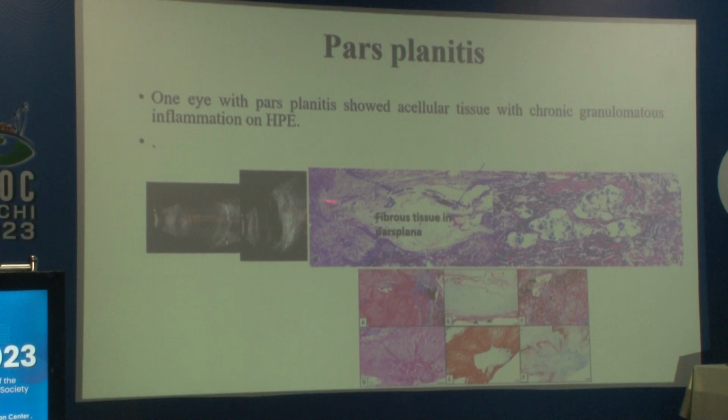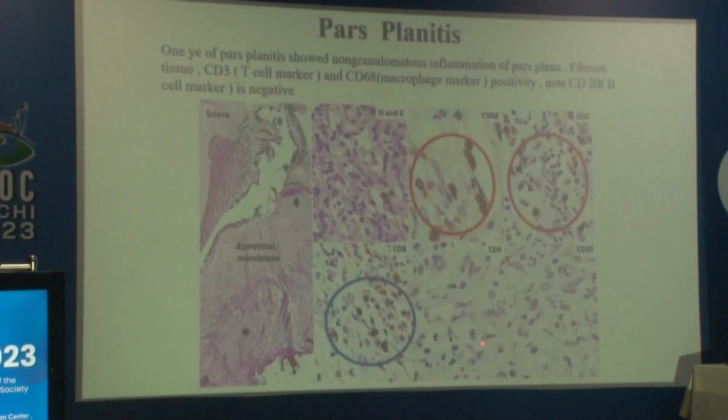In a case of pars planitis, where you don't usually remove the eye, you could see acellular tissue corresponding to the pars plana snowbanking areas with chronic granulomatous inflammation. We found glial fibrillary acidic protein, showing that this is glial tissue. And it was positive for CD68, that is a macrophage marker, CD3 T cell marker, and CD8 T suppressor cell marker.